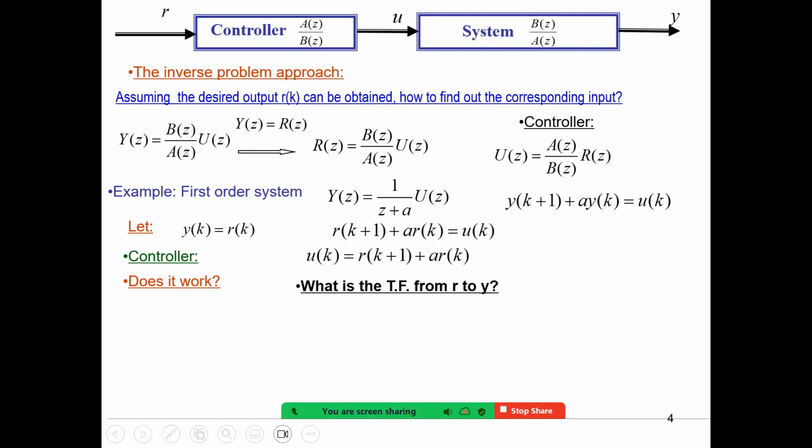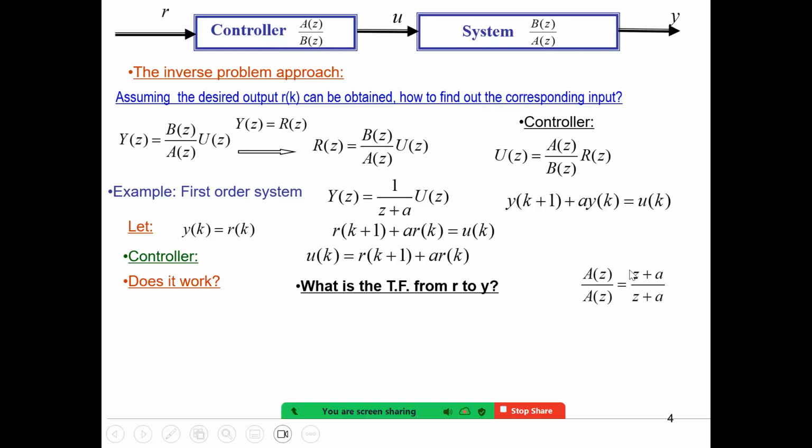Now let's try to get the transfer function from the reference signal R to the output. We can directly do it without going through the time domain equations. If you multiply those two transfer functions together, of course, they are A and B, and they have common factors. Can you cancel them out? Should you cancel out A? Yes or no? You cannot, because this A is operating on Y and that A is operating on R, different signals. And can you cancel out B? This B is related to the input U, and this B is also operating on U, yes.